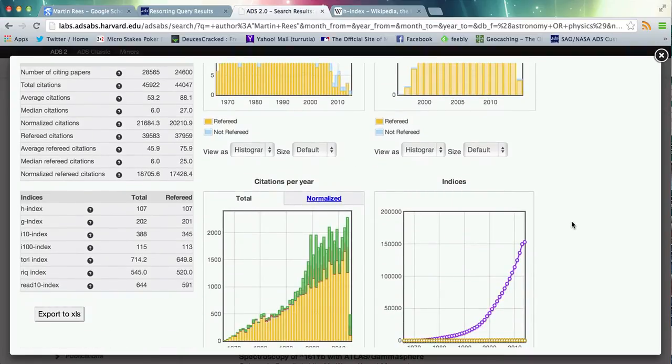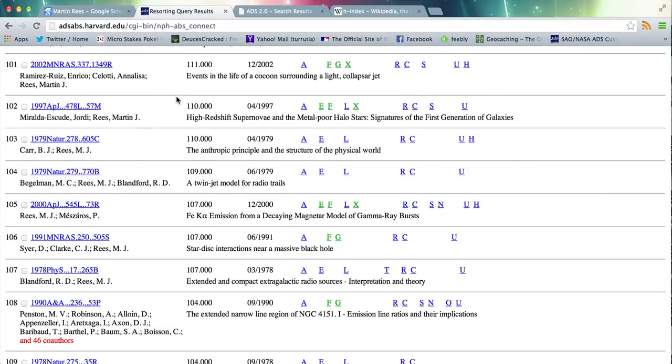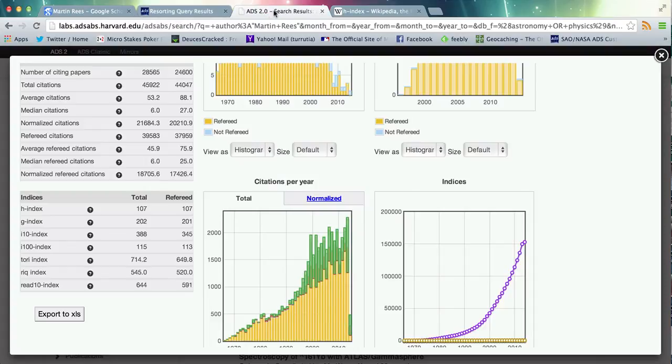You either go through the normal measure, the old school way of actually sorting it out and seeing this index, this graph happen manually, or you can make ADS 2.0 do all the work for you.